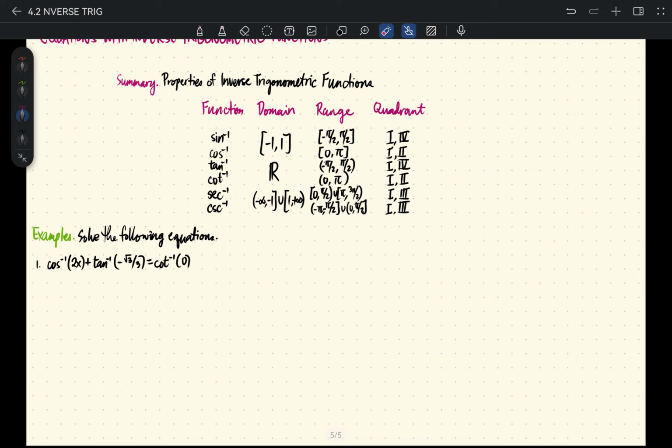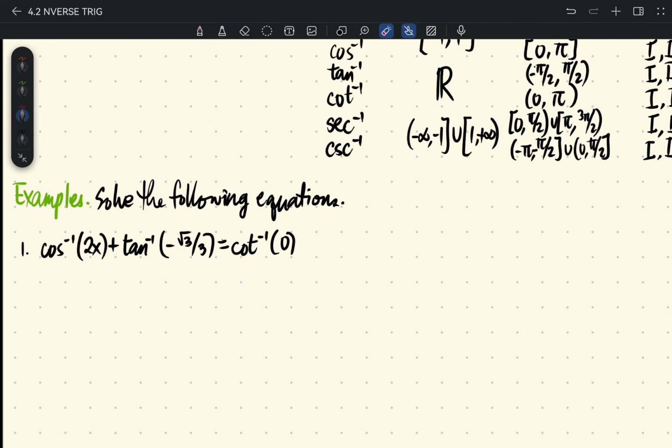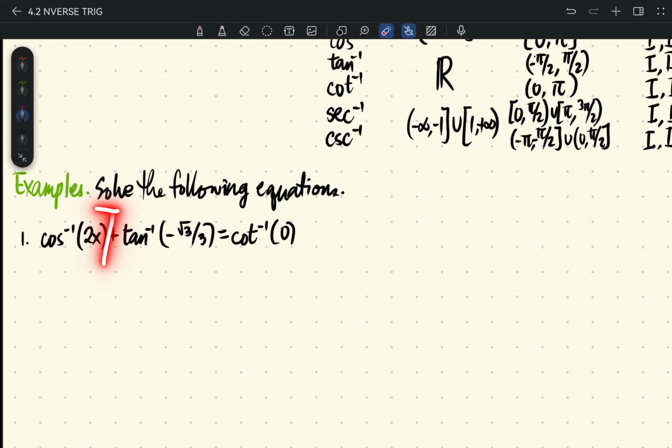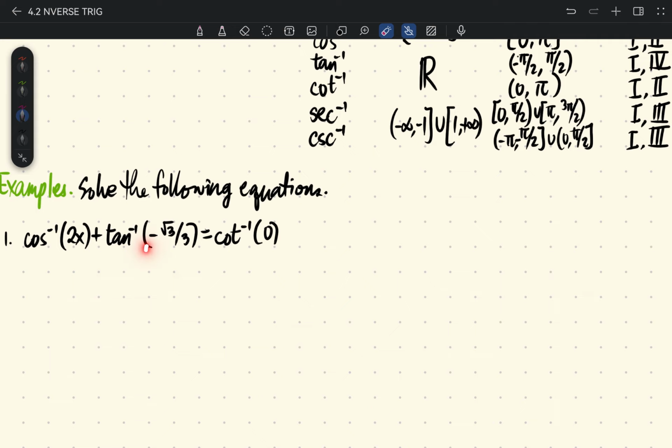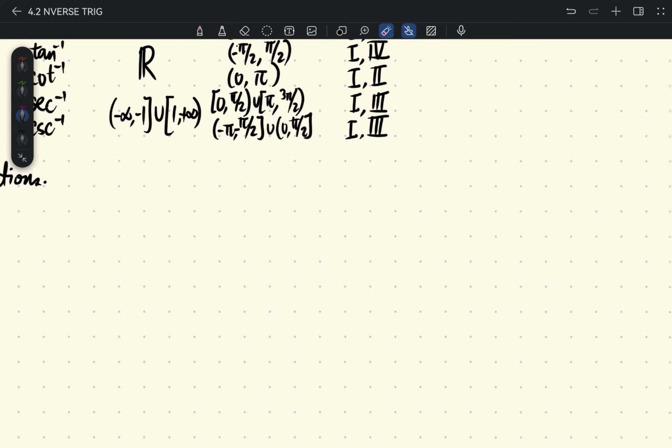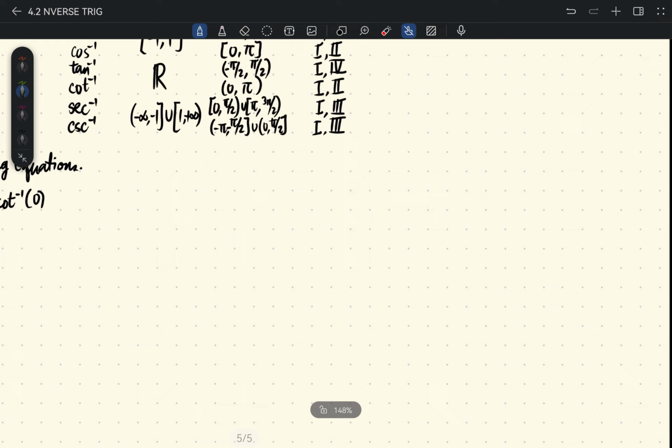We have cosine inverse of 2x plus tangent inverse of negative square root of 3 over 3 equals cotangent inverse of 0. So as we can see in this equation, only this term involves a variable, and these two right here are just constants. So first, let's evaluate these two. Let's do that on the side. First one, let's do cotangent inverse of 0.